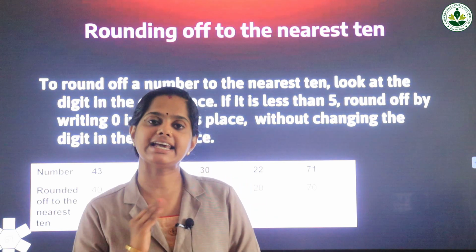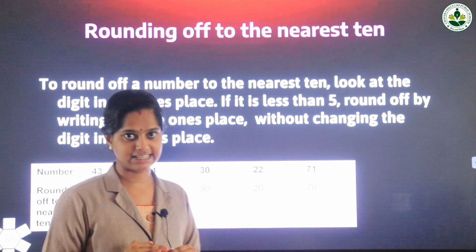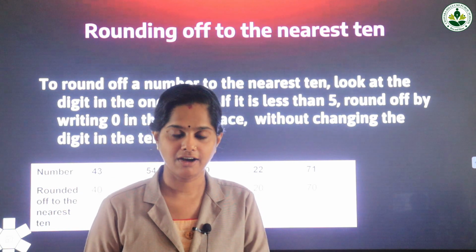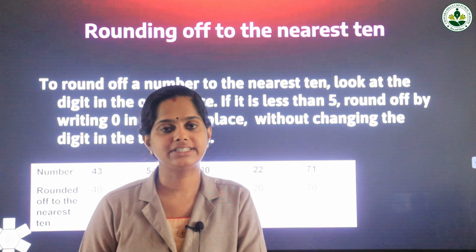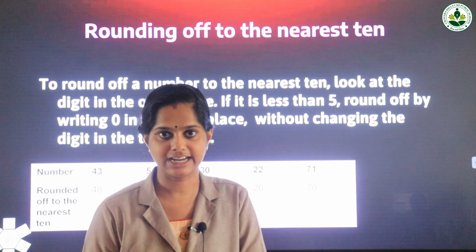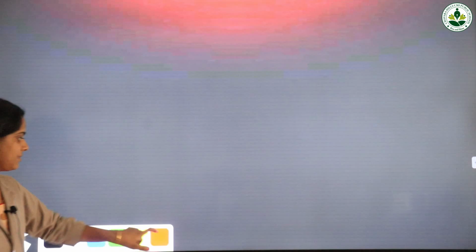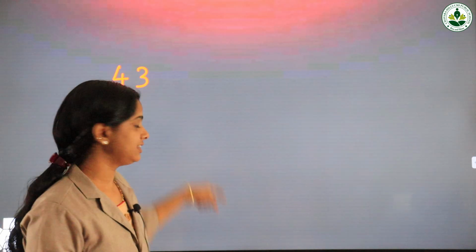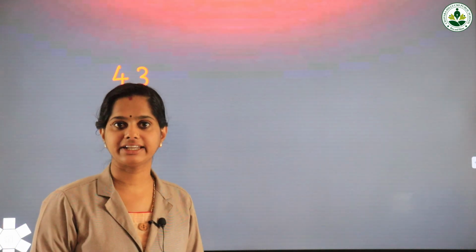If it is less than 5, round off by writing 0 in the ones place without changing the digit in the tens place. For example, we can round off 33 to the nearest 10. We can round off 43 to the nearest 10.